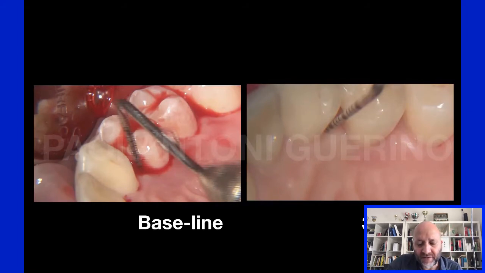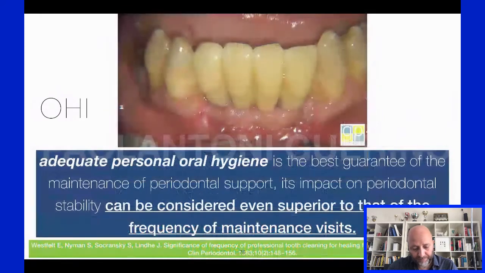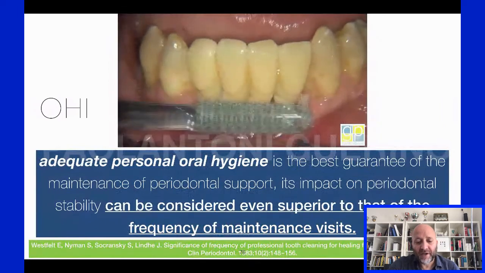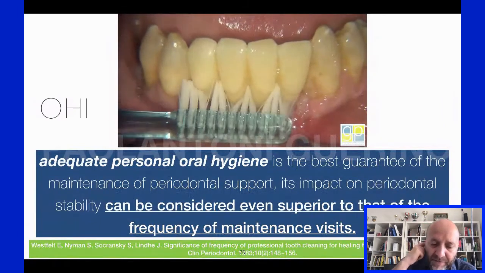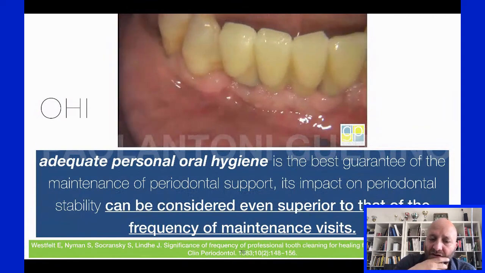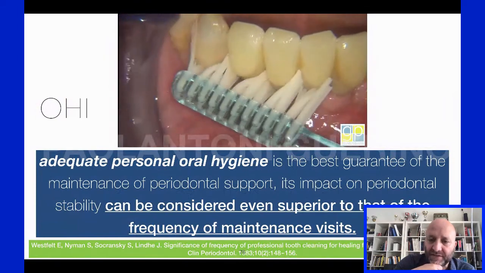However, we don't forget that probably the most important reason for this result is strictly connected to oral hygiene instruction. Oral hygiene instruction is the most important thing, knowing how to take care of yourself. In this phase, the dental hygienist plays a fundamental role, because it's important to teach him how to clean his mouth, and whenever he returns, the hygienist repeats the reinforcement and motivation intervention. We know that adequate personal oral hygiene can be considered even superior to the frequency of a maintenance visit.